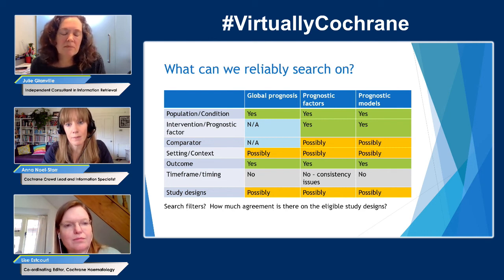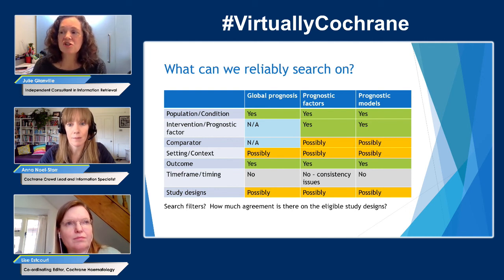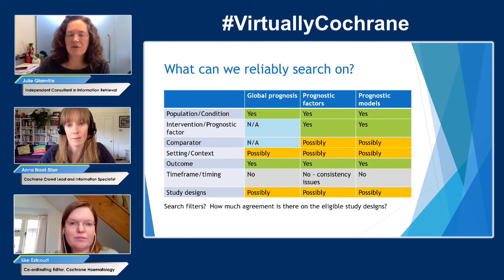We don't use all the concepts necessarily. So this is just some thoughts on, depending on the type of prognosis study, which of the concepts you could potentially search on so that you could build reliable strategies. So you can see here that some of the issues such as time frame and timing are not really amenable to consistent searching, but other parts of the conceptual breakdown are more searchable. So this is just to highlight the things where you're going to get the most possibility of creating a decent search, and the concepts where you're going to have more trouble.